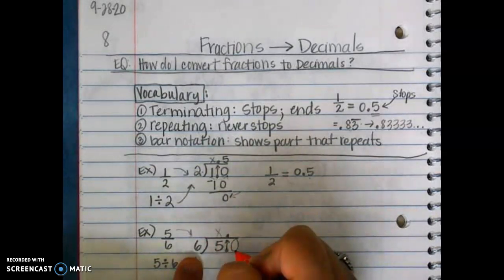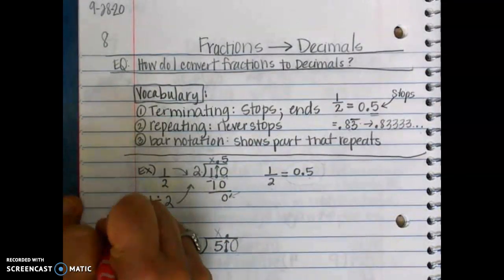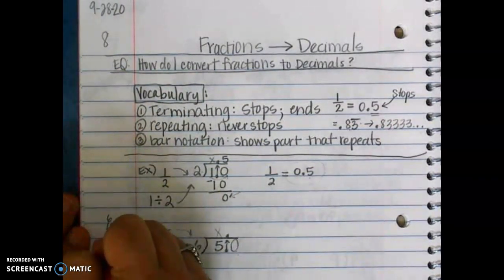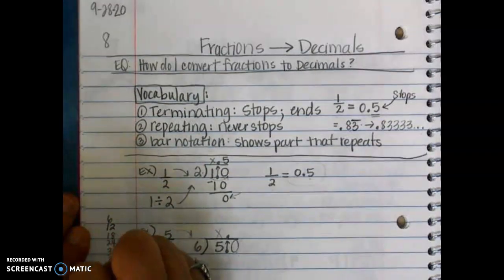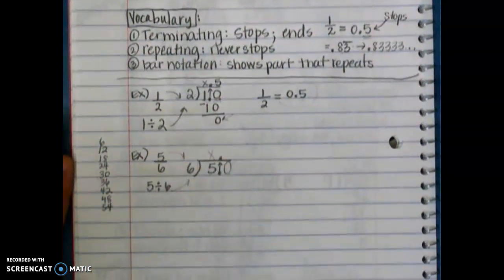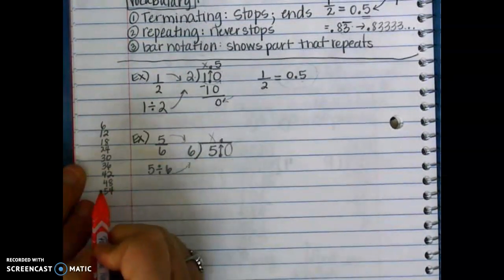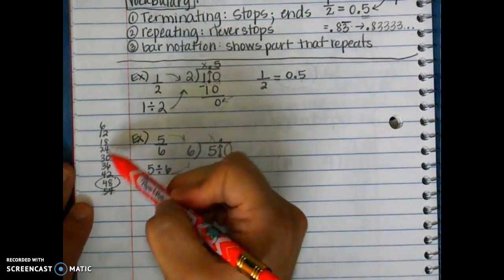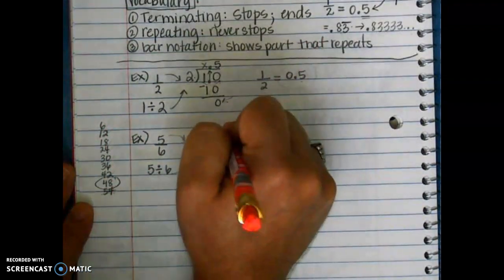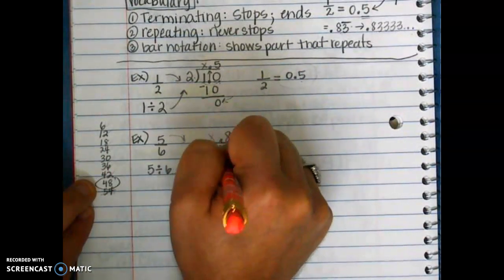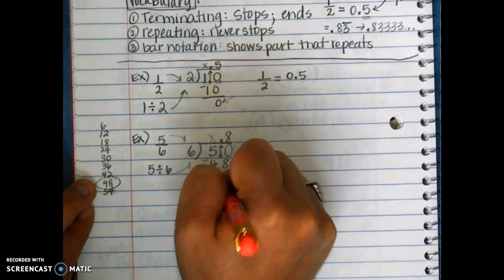Now 6 can go into 50. If you're not sure how many times, you've got to be able to do your skip counting or your multiples. 6, 12, 18, 24, 30, 36, 42, 48, 54. And I get to stop here because I can't go over 50. So it's got to be this 48. And I count 1, 2, 3, 4, 5, 6, 7, 8. So this is 8. 8 times 6 is 48. And I subtract, and I get a 2.